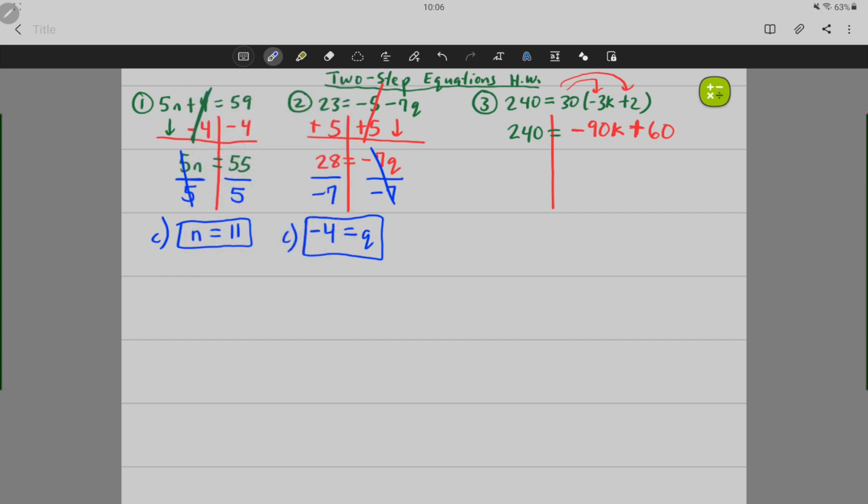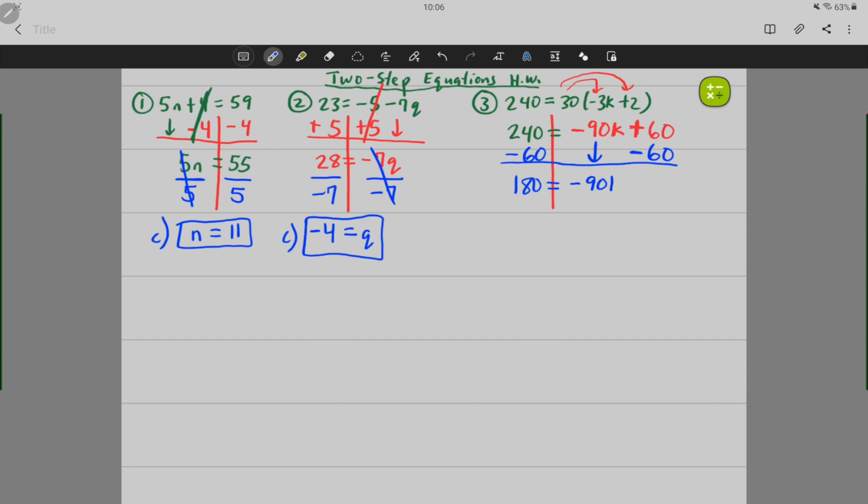now we have the negative 90k, but the term next to it says positive 60. So let's get rid of that. Instead of adding 60, let's do the opposite there and subtract. Let's do it to both sides. 240 minus 60 is 180. Bring down the equal sign. And we haven't used the negative 90k yet, so I'll bring it down.